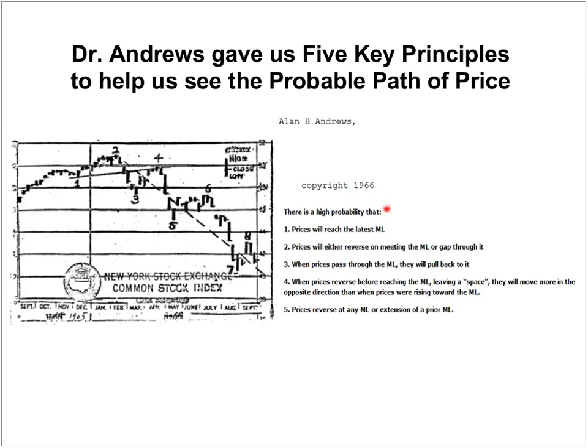There's a high probability that prices will reach the latest median line. Prices will either reverse on meeting the median line or gap through it. And I would add either reverse on meeting the median line, accelerate, comma, or gap through it. Because we trade 24 hours now. When he was trading and writing this, of course, there were no overnight sessions. When prices pass through the median line, they will pull back to it. Let me read that one again, it's very important. When prices pass through the median line, they will pull back to it. When prices reverse before reaching the median line, leaving a space, they will move more in the opposite direction than when prices were rising toward the median line.